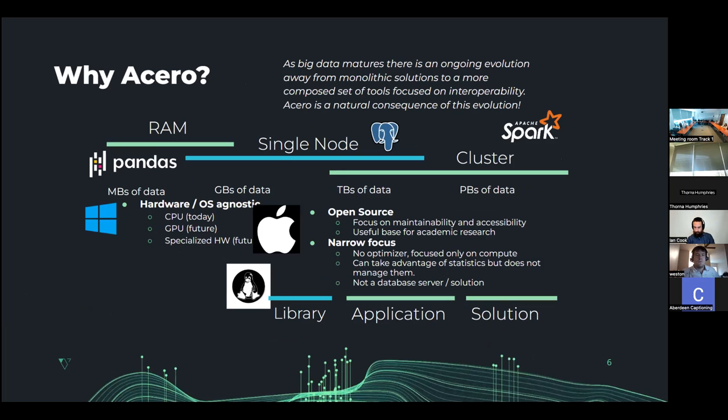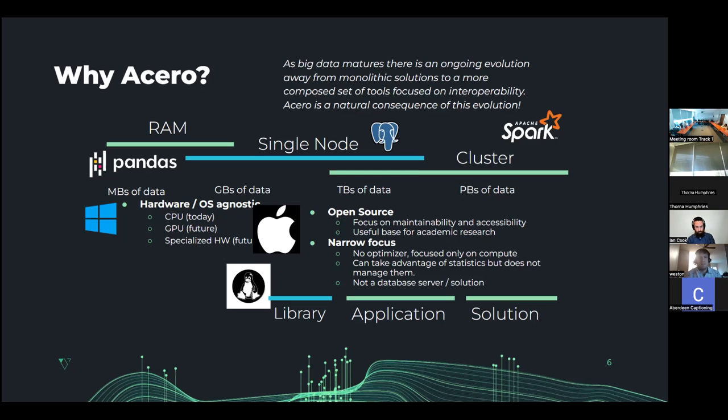A few notes on why and in what situations you would use this. Acero itself fits the model of a single node pretty well. What I mean by that is maybe you have 200 gigabytes of data. Historically, that would have been a big data type problem. You'd throw it into AWS, get a whole bunch of EC2 containers running that can scan and compute that in parallel.